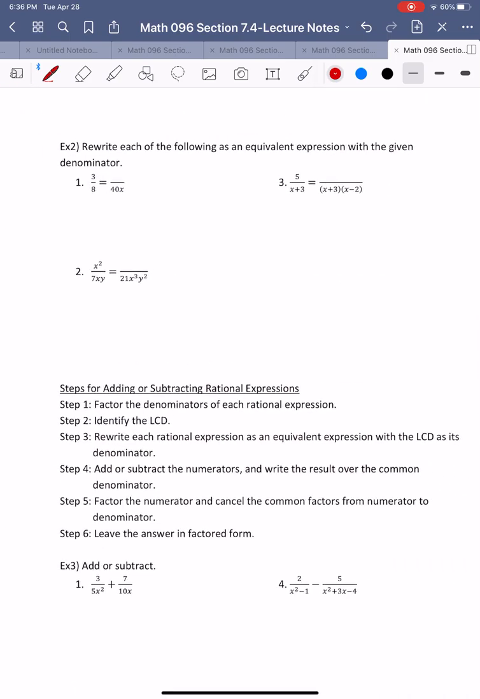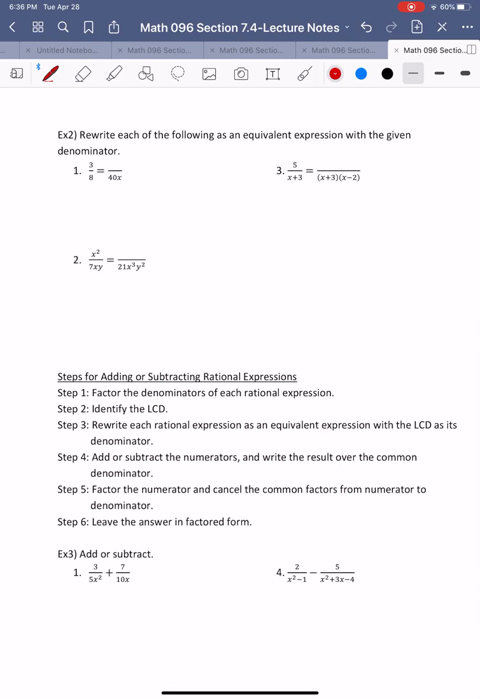Alright, let's look at the next page. Now, we just did finding equivalent fractions. So what I do is figure out how much has been multiplied, from the 8 to the 40, which is 5 times, and then there's an x times. So you need to multiply by 5x on both sides, which becomes 15x. That's what it is.